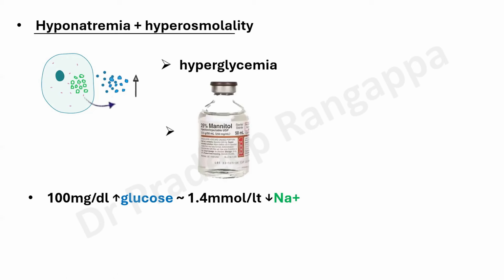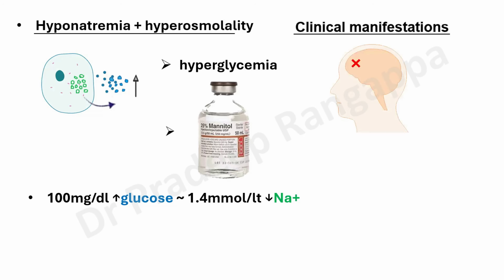And this typically happens in DKA or the hyperglycemic hyperosmolar state. For every 100 milligram increase in glucose, there is a 1.4 millimole drop in the sodium. That's why in DKA, if sugars are 500 and sodium is 130, the true sodium is always much higher, because 130 is a false reflection. For every 100 rise, you have to keep adding 1.4 millimoles of sodium, and that is your true sodium. So that is our understanding. I'm sure many of you would know that.